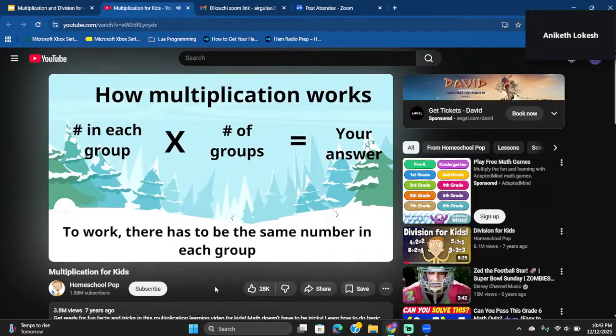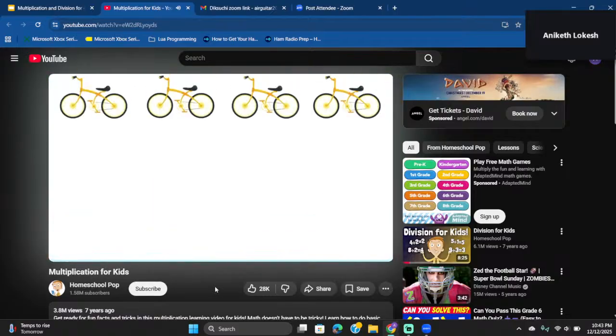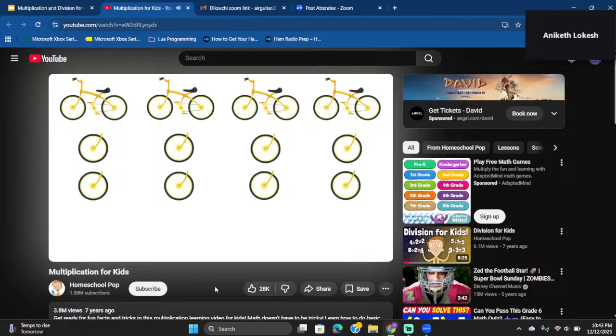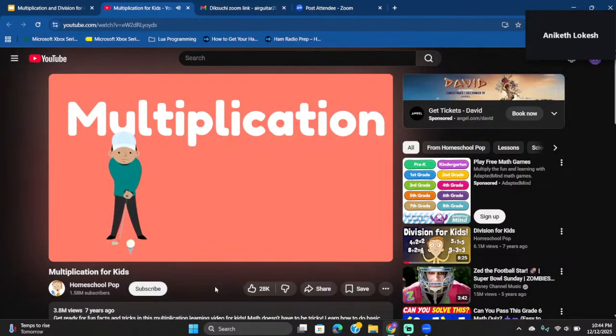Alright, let's take this to the next level. Let's say someone has 4 bikes. And here are their wheels. Woohoo! Yeah! You know how to do this now. Each bike has 2 wheels, so the first number we write down is the number 2. That's the number in each group. We're going to put the times symbol there and count the number of groups. 1, 2, 3, 4. So it's 2 times 4. This is so much fun. This is multiplication.